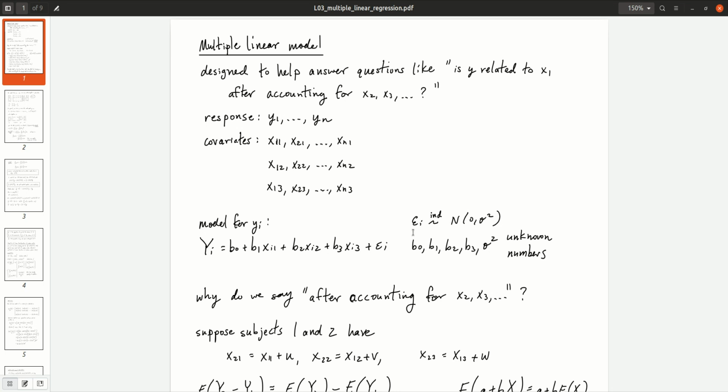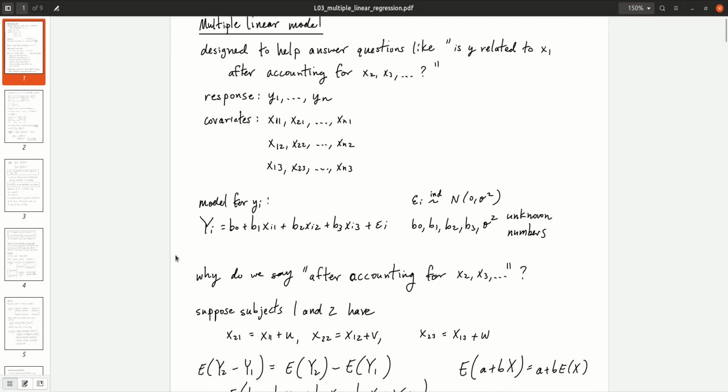The epsilon i's, meaning epsilon 1 up to epsilon n, are independent, normal random variables with mean 0 and variance sigma squared. The rest of the symbols here, we have b0, b1, b2, b3. These are just unknown numbers, parameters, and also sigma squared, which we just introduced in this normal distribution, is also an unknown number or a parameter.